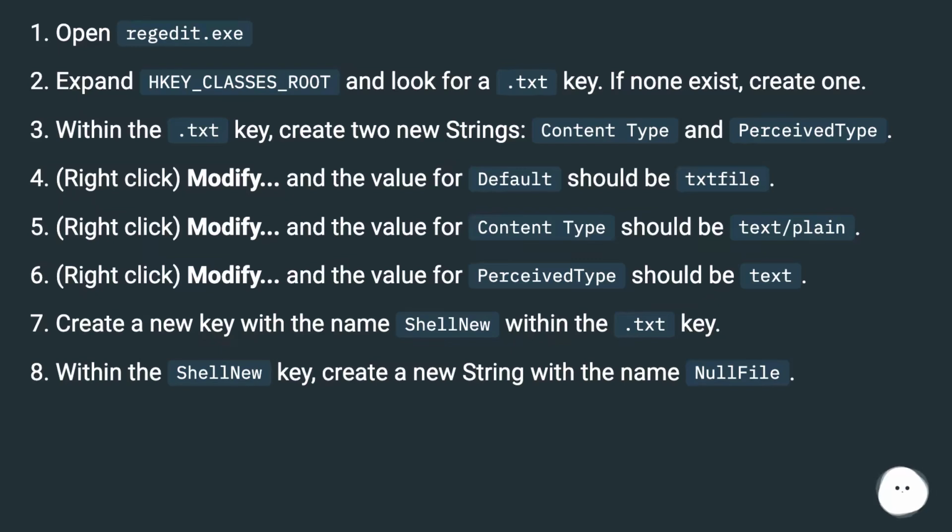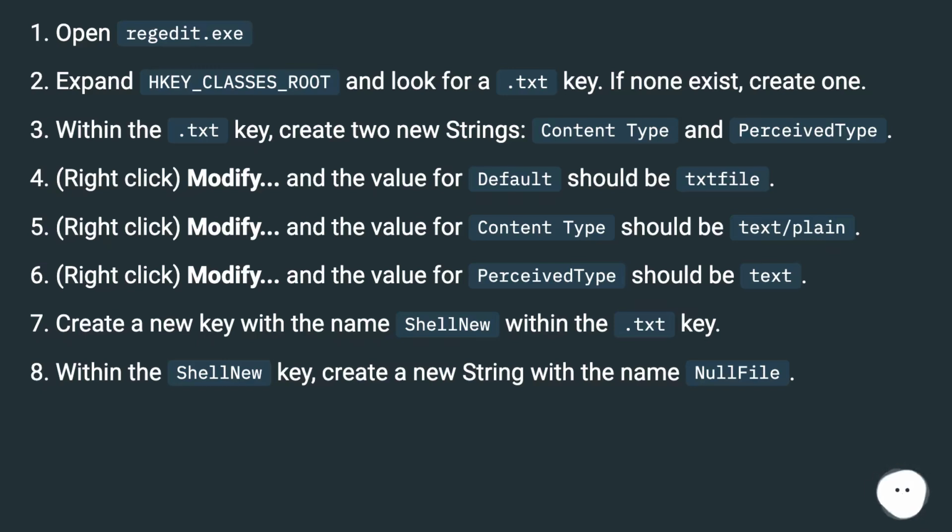Within the .txt key, create two new strings, Content Type and PerceivedType. Right-click, modify, and the value for default should be file. Right-click, modify, and the value for Content Type should be text/plain. Right-click, modify, and the value for PerceivedType should be text.